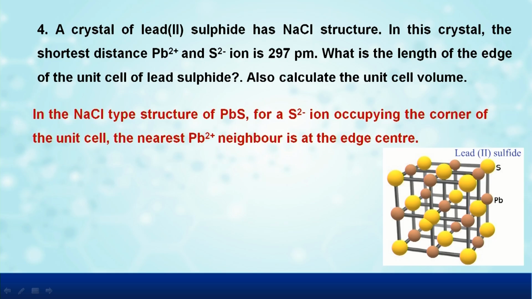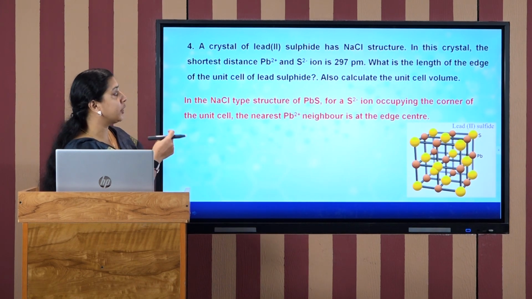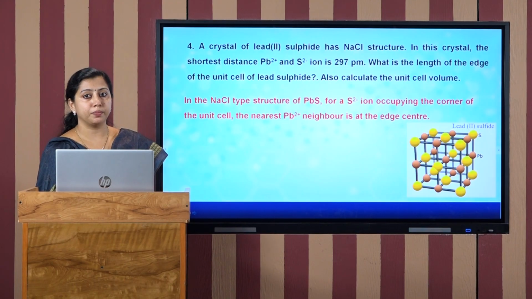A crystal of lead 2 sulfide has sodium chloride structure, and in this crystal the shortest distance between Pb2 plus and S2 minus ion, that is between the lead and the sulfide ion, is 297 picometers. What is the length of the edge of the unit cell of lead sulfide? Also, you have to calculate the unit cell volume. Okay. So, we have to calculate the edge length and also calculate the unit cell volume.